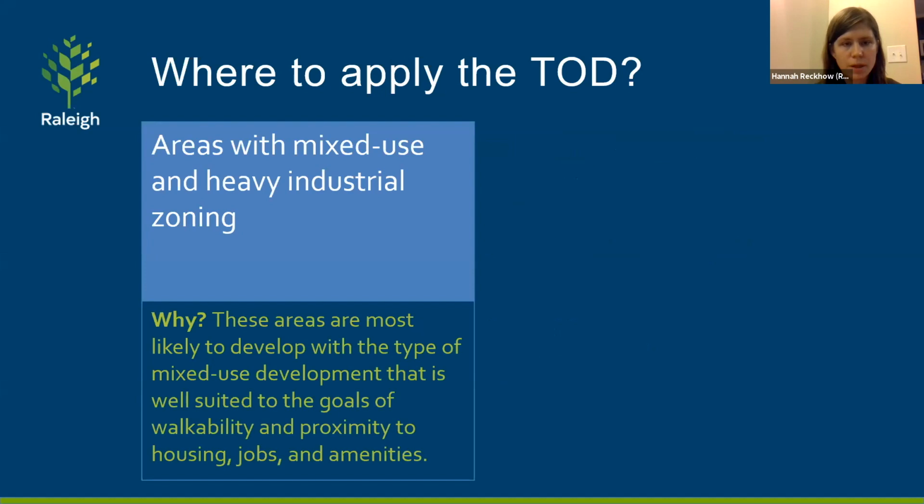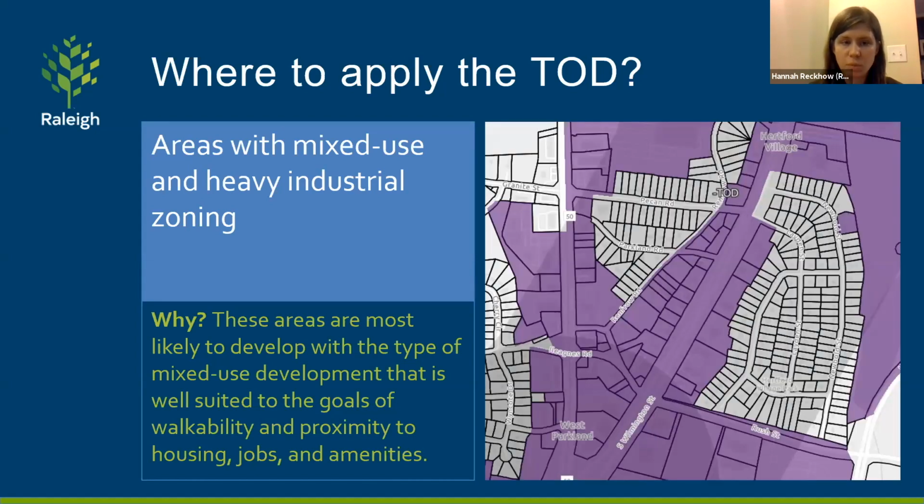So the first is properties that can already develop with mixed use development. So that's areas that have one of the mixed use zoning districts as their underlying zoning or heavy industrial. And so these are areas that are likely to respond to this new transit service, are well suited already to produce mixed use development and meet the goals of the TOD. There's a lot of areas along both of these corridors that meet this criteria, but one example is along the southern corridor along South Wilmington Street near Beacon Road and Rush Street. These are properties that currently have mixed use zoning underlying and are within that quarter-mile buffer, and so they'll be included in this rezoning request.